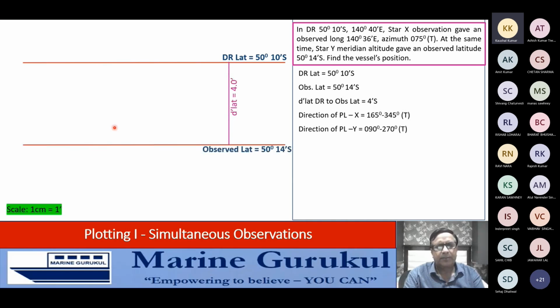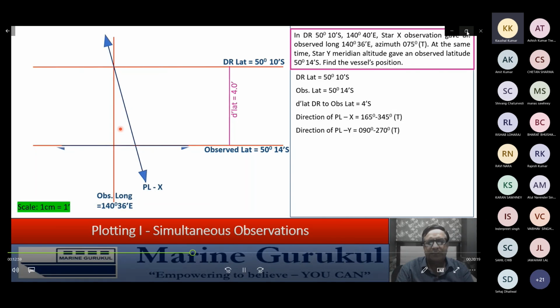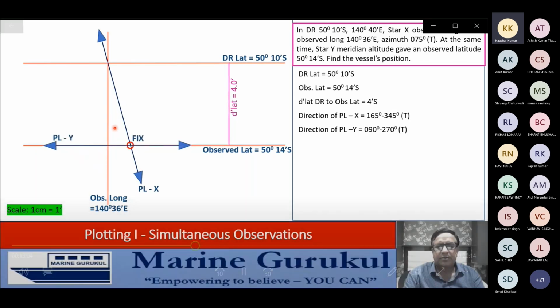The two parallels have come up. We have the observed long meridian coming up. We have the PL for X. We have the PL for Y. We have the fix being identified here.